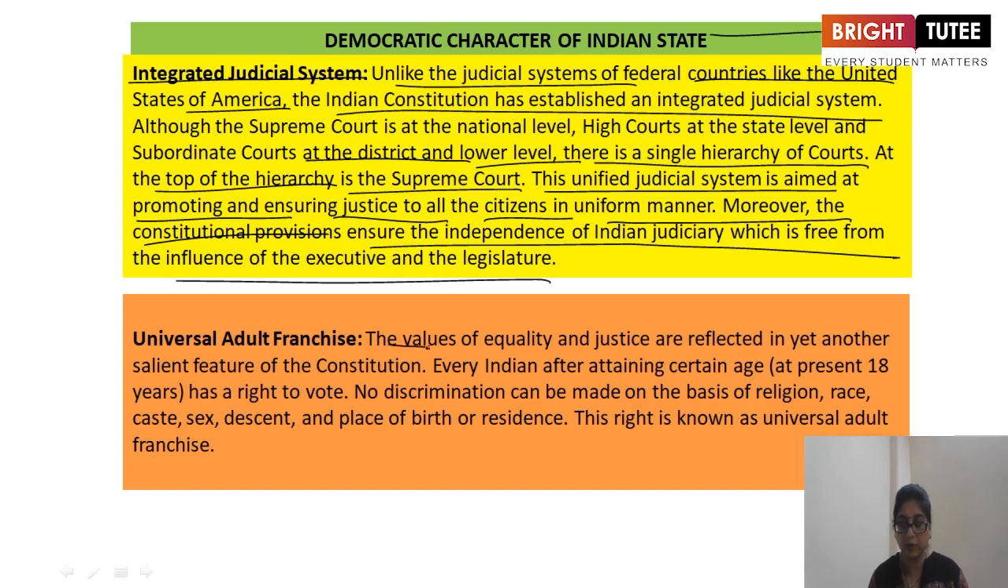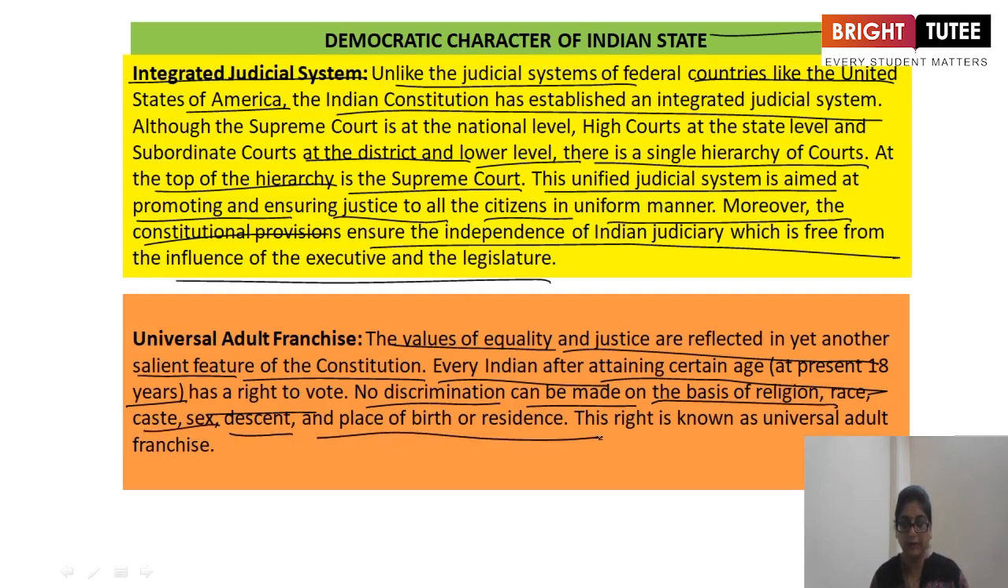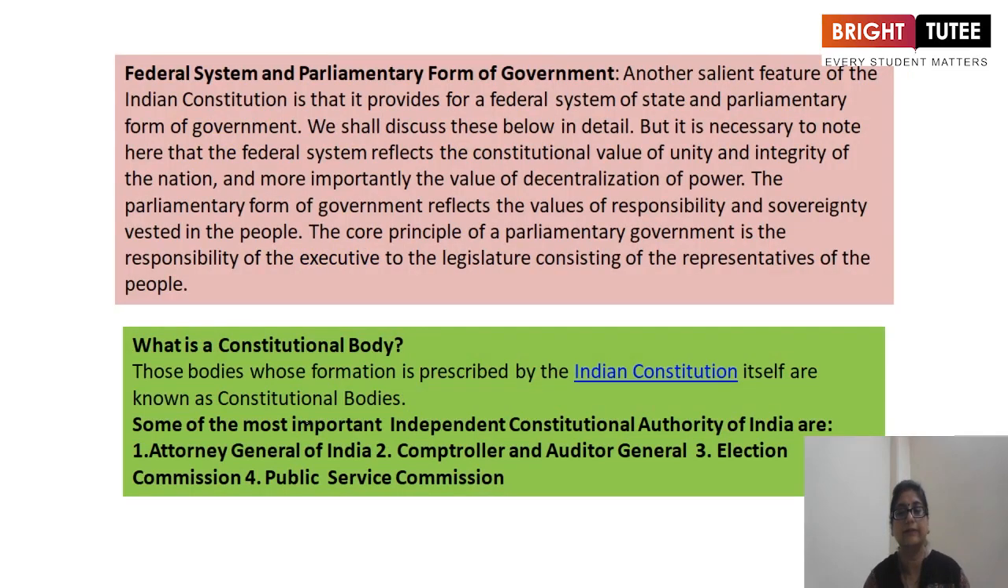Now, next is universal adult franchise. The values of equality and justice are reflected in yet another salient feature of the Constitution. Every Indian, after attaining a certain age, at present 18 years, has the right to vote. No discrimination can be made on the basis of religion, race, caste, sex, descent, and place of birth or residence. This right is known as universal adult franchise.